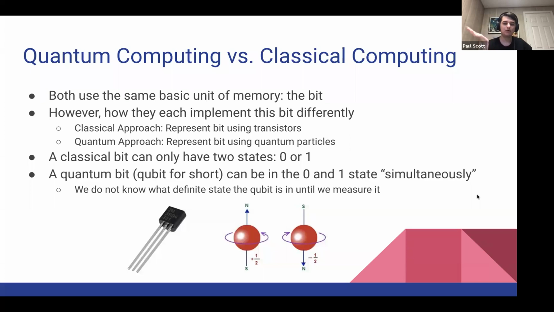We won't know the definite state of this qubit until we actually perform a measurement on it. When we perform a measurement, it will go to one of the definite states of 0 or 1, but before that, it will be in what's called a superposition of those two states.